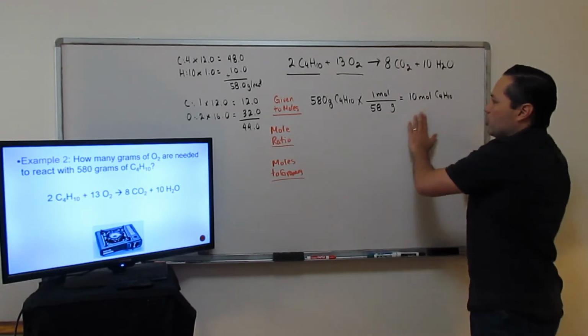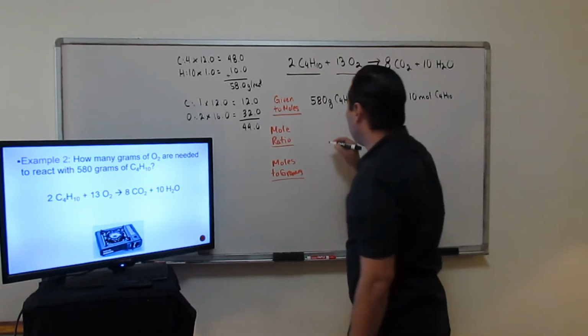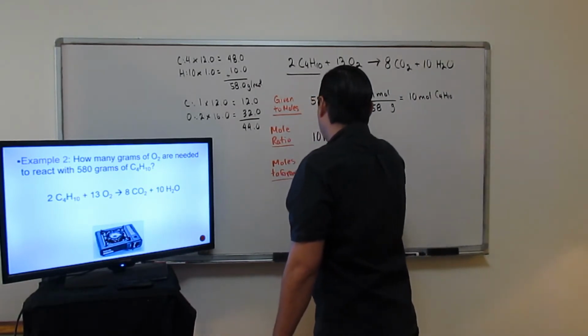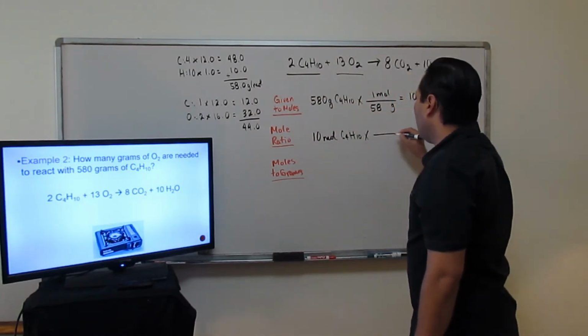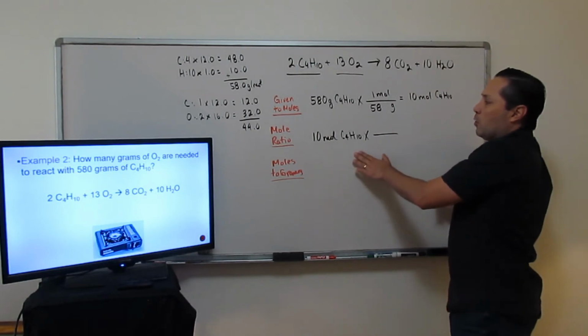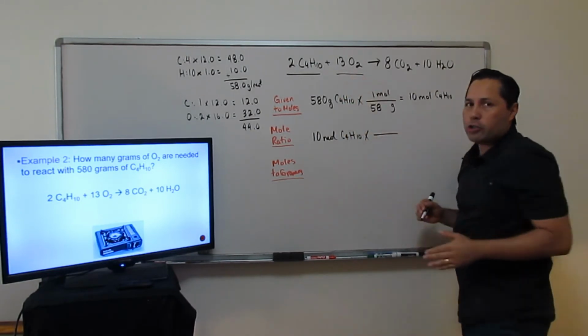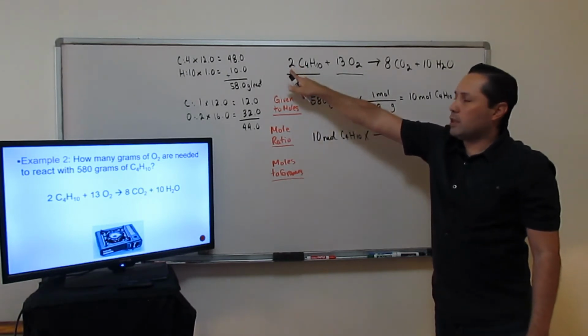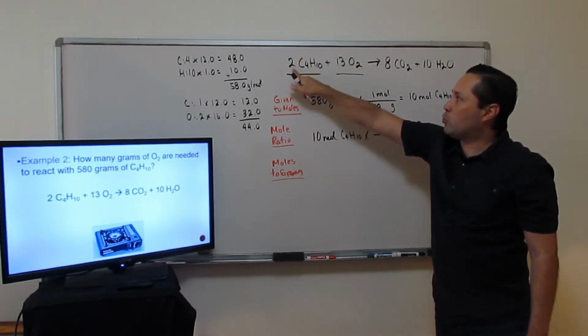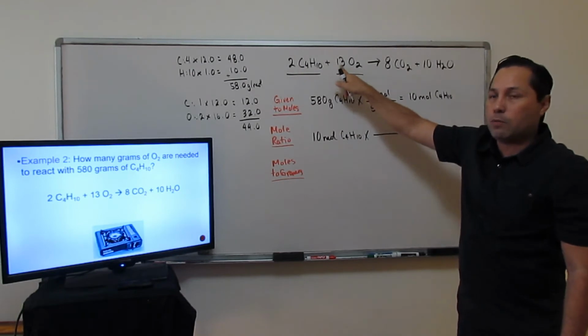Next, I get my answer. I'll rewrite it in the second step, which is a mole ratio. 10 moles of butane. And now, what I'm going to do is look for how many moles of oxygen gas I need to react with my butane. So look at the coefficients for the balanced reaction. For every 2 butanes, you need 13 oxygen molecules.